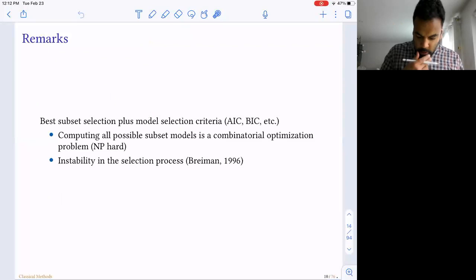A problem with this approach is that it's an NP-hard problem, and Breiman has also formally shown that there's a lot of instability in the selection process. Depending on whether you do a forward selection or a backward selection, you're likely to get very different results. So while this was probably a good idea on small data sets, it's not so much a good idea anymore on the data sets that we see today.